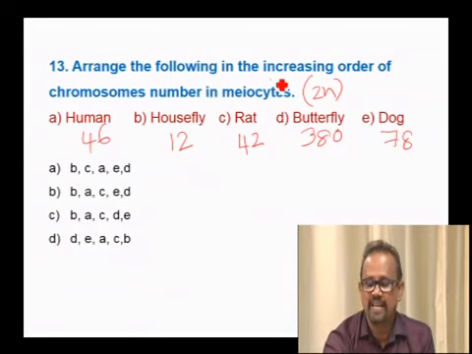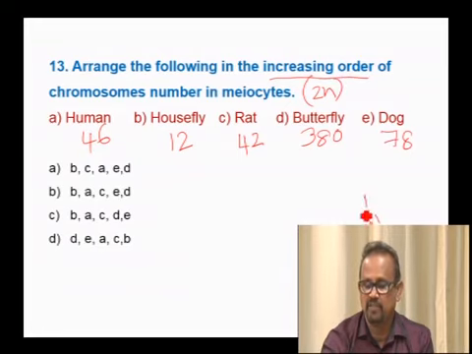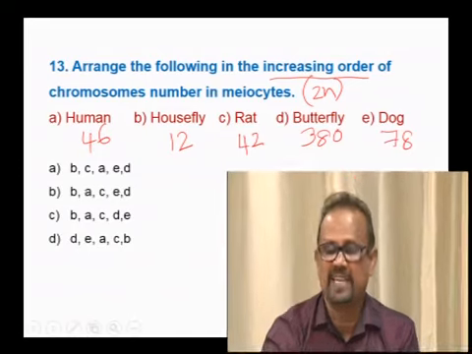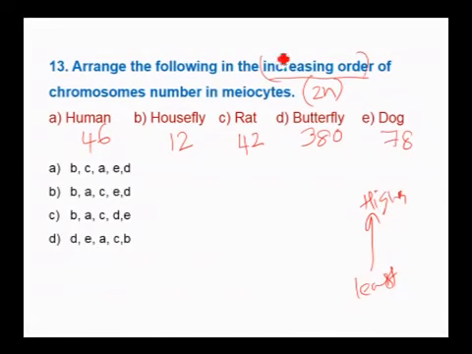Here the question is increasing order. Increasing order means least to highest, that is ascending order. So the first one is the least, B, that is 12. After 12, 42, that is C. After that, A. After that, E. After that, D. So B, C, A, E, D. Therefore, the answer for this question is A.